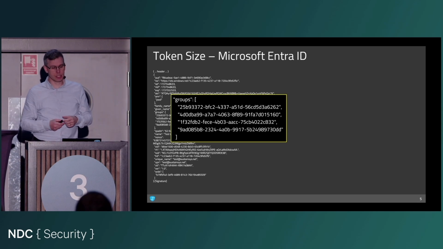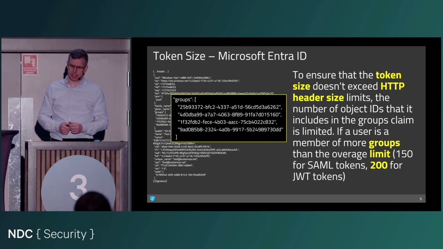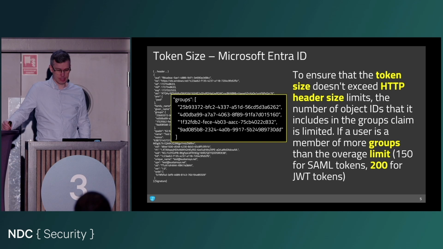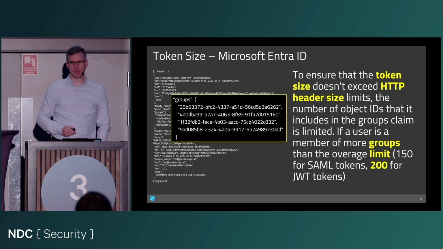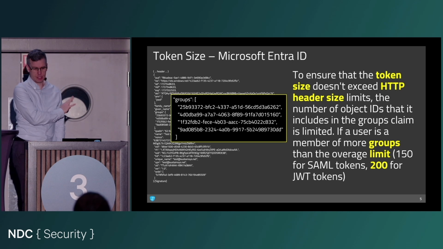In a large corporation, it's not unusual to have people where the expanded list of groups is in the hundreds. And having hundreds of those, yeah, that turns out to be a problem. And Entra ID actually realized that. To ensure that the token size doesn't exceed the HTTP header size limits, the number of object IDs that it includes in the groups claim is limited. Good. They put a limit to it. 200 for JSON Web Token. I think that with 200 object IDs, the token is probably already a bit on the large side.